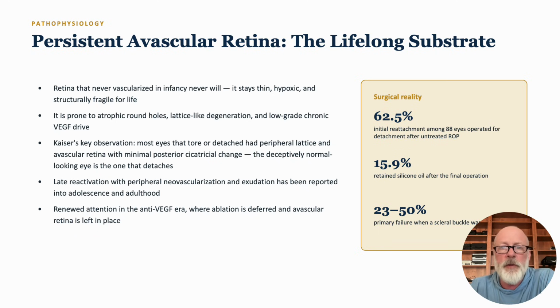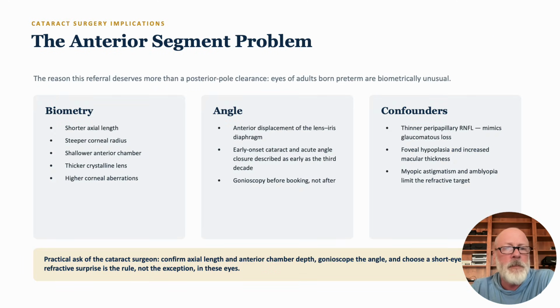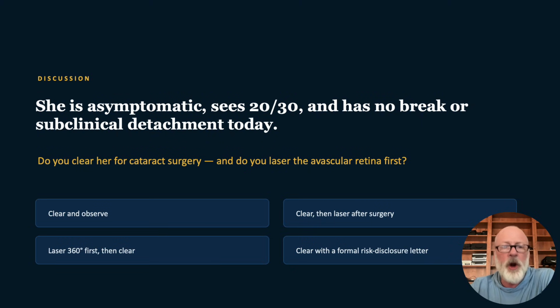And if they do detach, unfortunately, they have tougher outcomes, worse outcomes than our traditional retinal detachment patients, with 16% of these patients requiring retained silicone oil after their final operation. And basically, when we have to leave silicone oil in an eye, it's bad news. It means that we're worried that that patient's going to redetach, or that patient has ocular hypotony. So tough to treat these patients. And if they have a lot of lattice degeneration, there's some thought behind doing prophylactic laser treatment peripherally. In addition, from an anterior segment standpoint, these patients can have shorter axial lengths, steeper corneal radiuses, thicker lenses, and higher corneal aberrations.